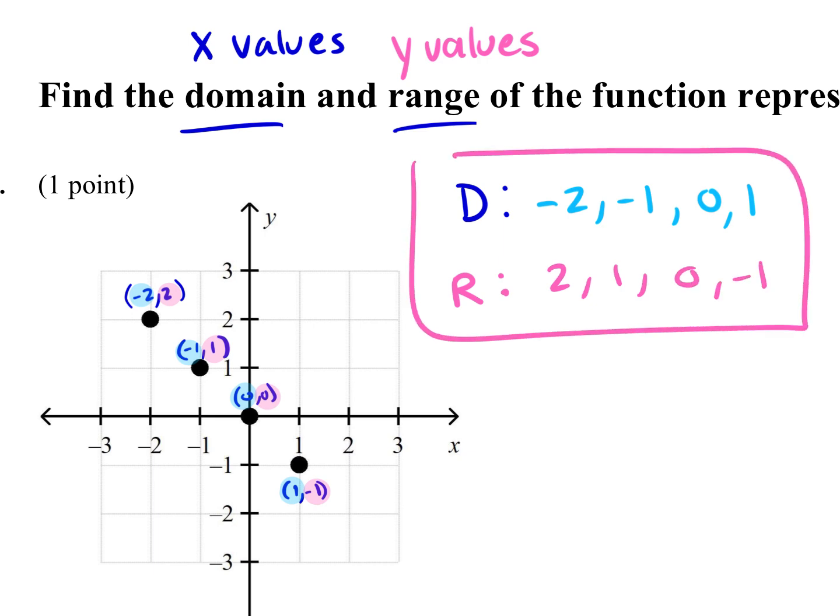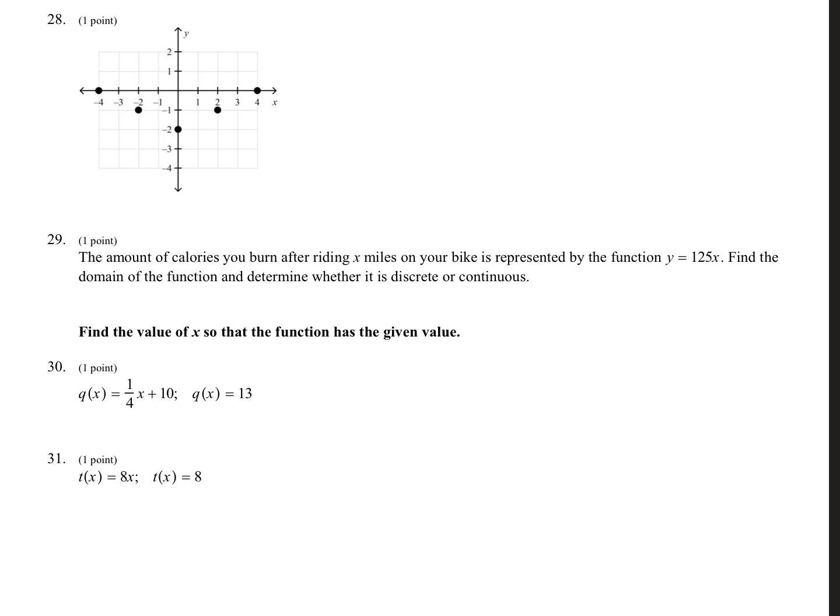So that would be our answer. So 29 says the amount of calories you burn after riding X miles on your bike is represented by the function Y is equal to 125X. Find the domain of the function and determine whether it's discrete or continuous.